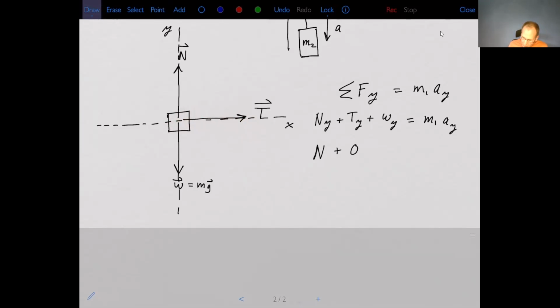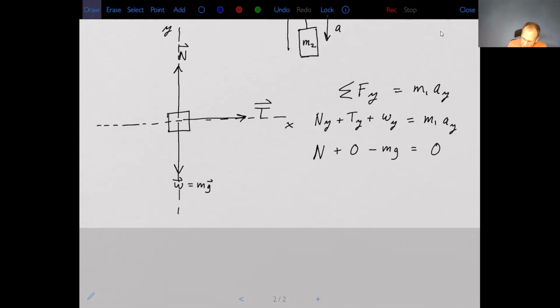And then finally, for the y component of the weight, since the weight vector acts downward, and there's no component in the x, it's all going to be in the y, and it's going to be negative because it's acting downward. So I'll write this as negative mg, and that's got to equal m1 ay. But this cart is not accelerating in the y direction. It's not leaving the air track. So its acceleration in the y direction is going to be 0.